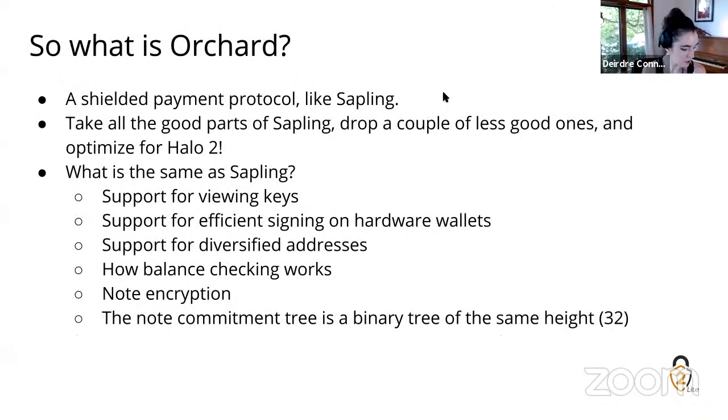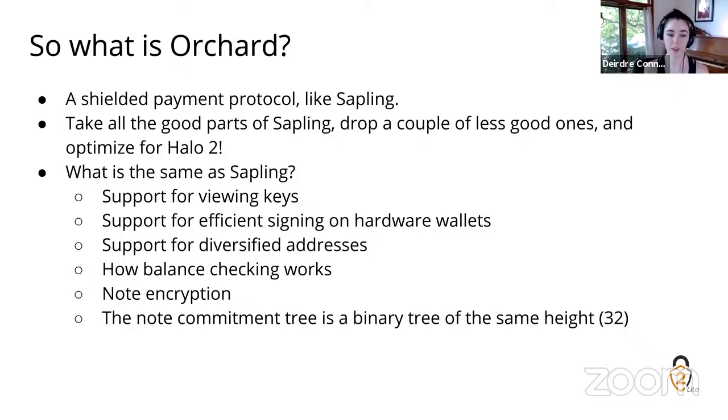So Orchard turns out to be very similar to Sapling, except where it's not. Take all the good bits that we have in Sapling, drop some of the less good ones, such as the more expensive hashes, less good hash to curve, that sort of stuff. And then you add in all the optimizations that you can get out of Halo2 and that you need to make the most out of Halo2 inside the Zcash protocol.